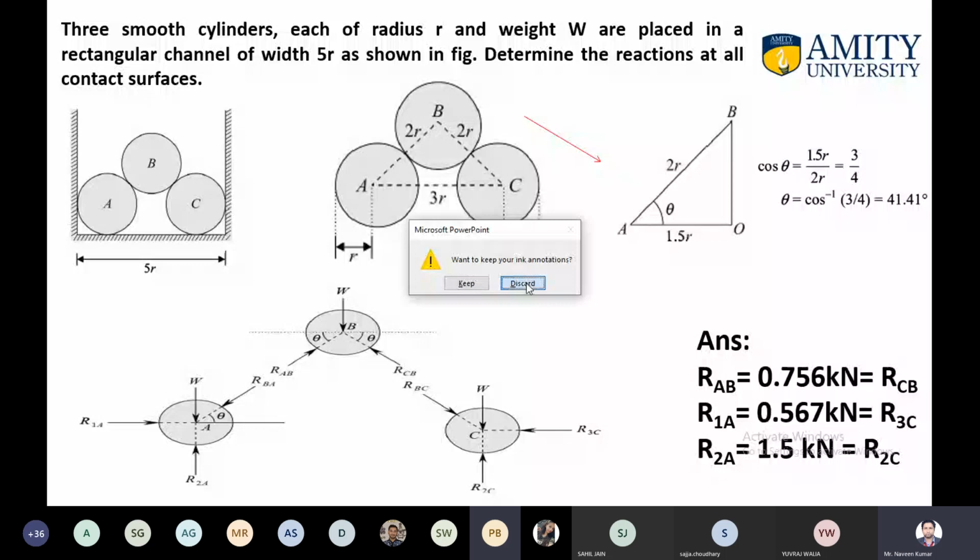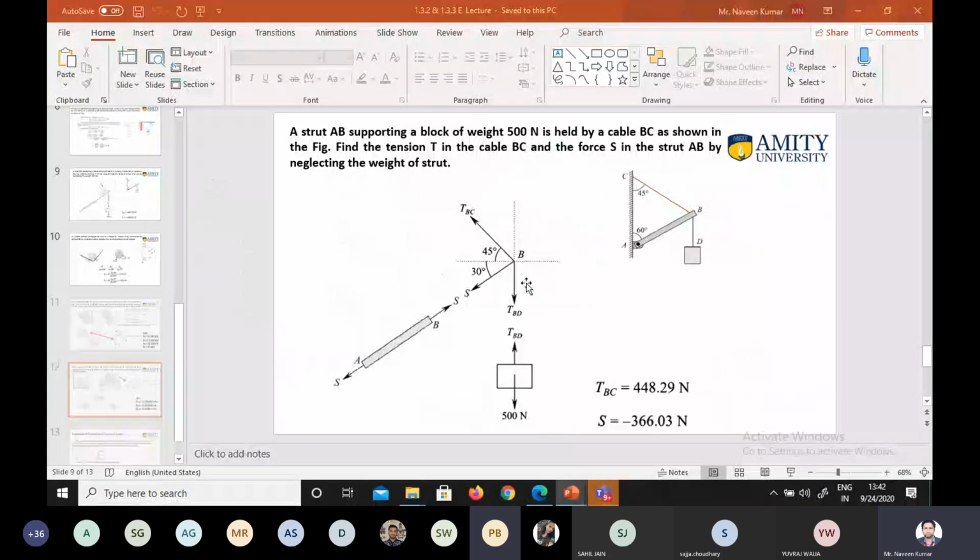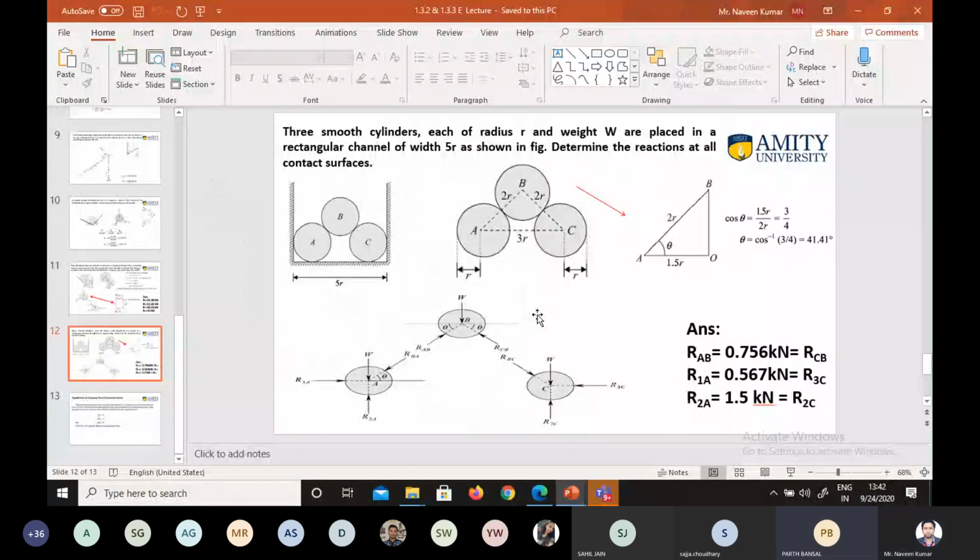So anybody is getting the answers? Sir, the side reaction on sphere A, I got 0.75 times W, and the reaction on the other one, I got 0.56. Yeah, answers are also here, you can see. In terms of W. Okay sir. These are in terms of W.